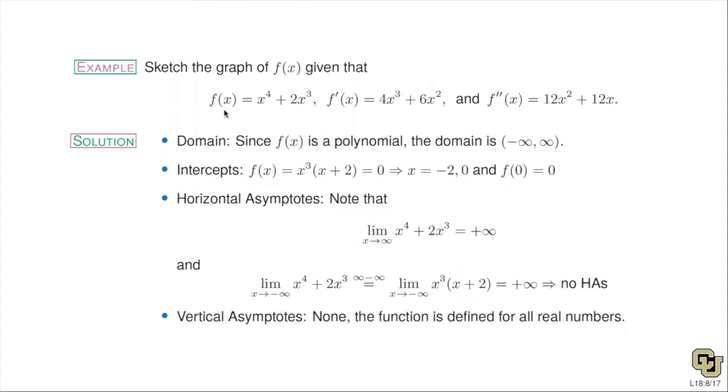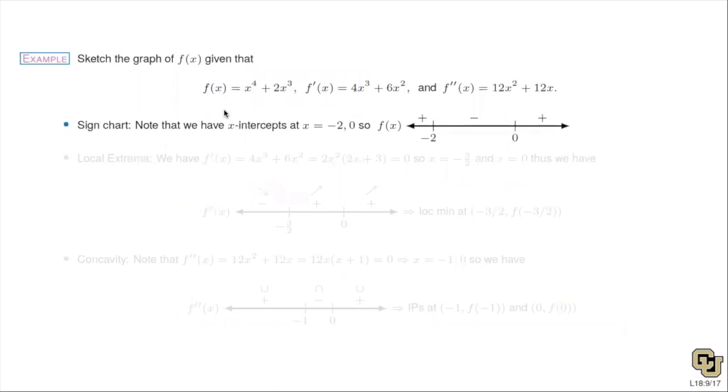As I said, there's no vertical asymptotes because of the domain. And here's what the sign chart looks like for the original function f of x that tells me where the function is above or below the x-axis.